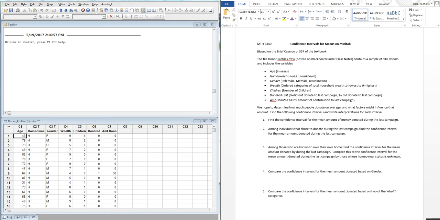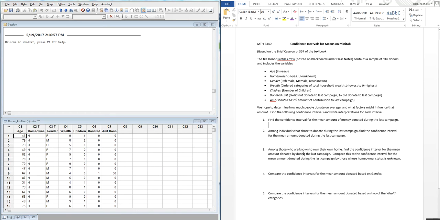Okay, so let's get into it. The first thing I'm going to do is find the confidence interval for the mean amount of money donated during the last campaign. So this is just a basic confidence interval. Since I don't know the standard deviation of the sample, this is going to be just a regular old confidence interval. And in particular, it's going to be a t and not a z, since I don't know what the standard deviation of the population is.